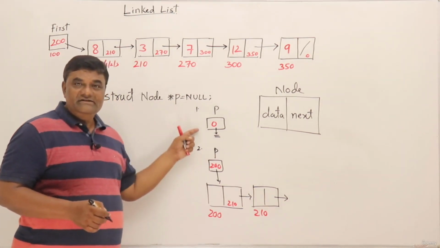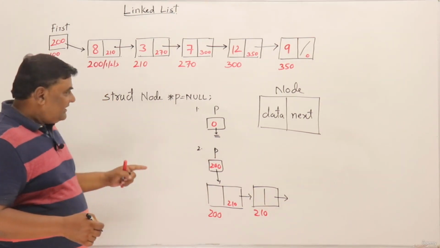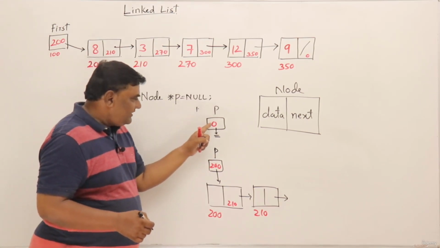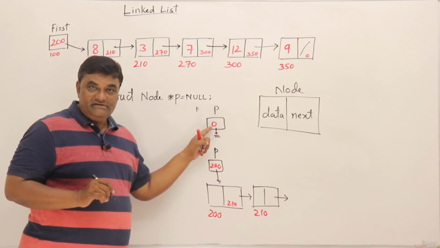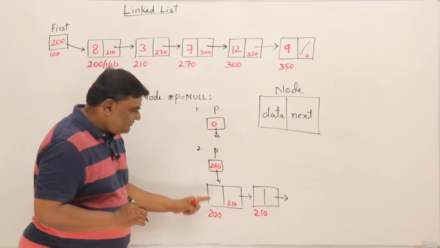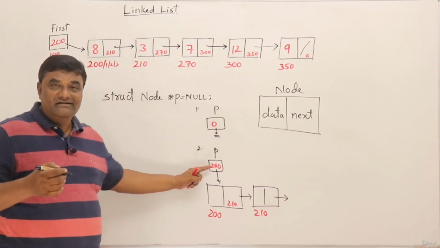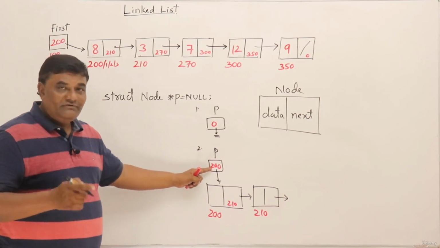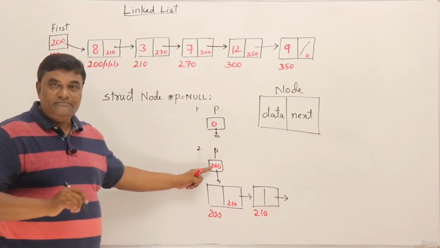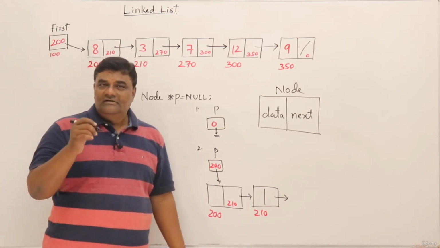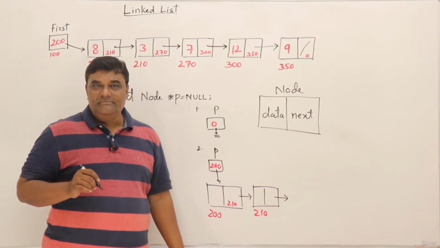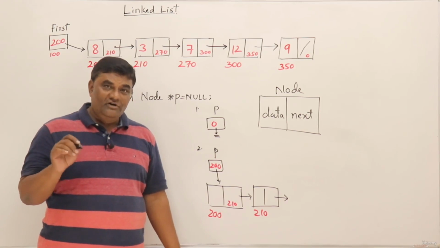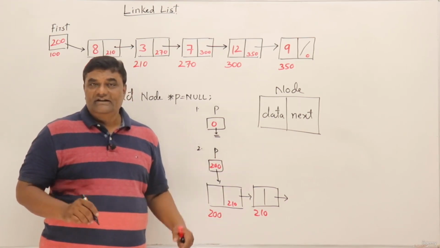Now let us see these two examples. If pointer P is not pointing on any node, then it will have a value 0, address 0, that is null. If it is pointing on some node, then it will have some valid address. And that value will not be 0, it is non-zero.